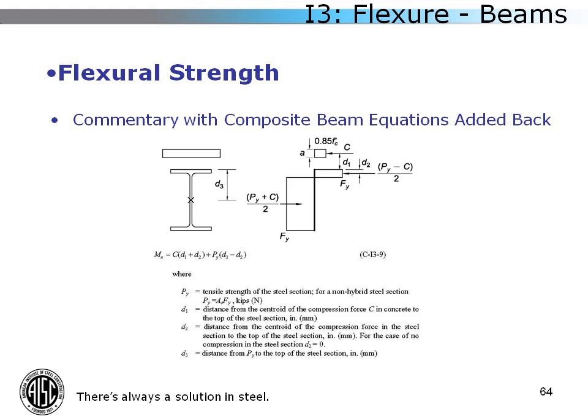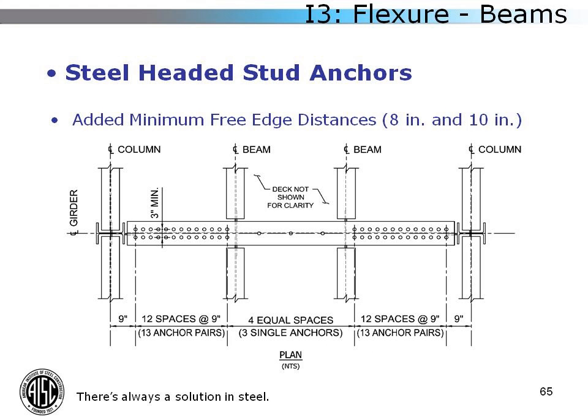The second thing that was done is an edge distance has been added. Minimum free edge distance between the last stud on a beam and the edge of 8 inches in normal weight concrete and 10 inches in lightweight concrete. This will actually not come into play for most designs, and the reason is because it is a free edge.